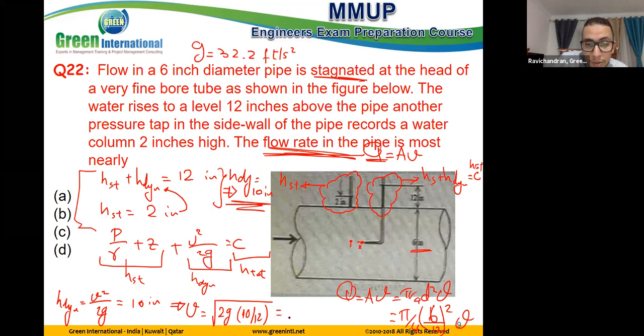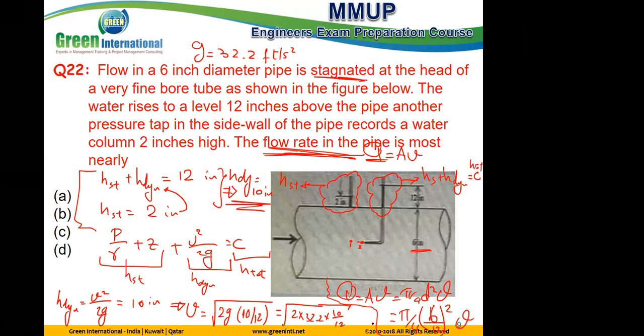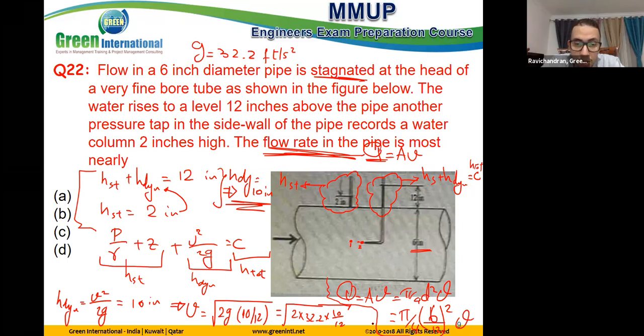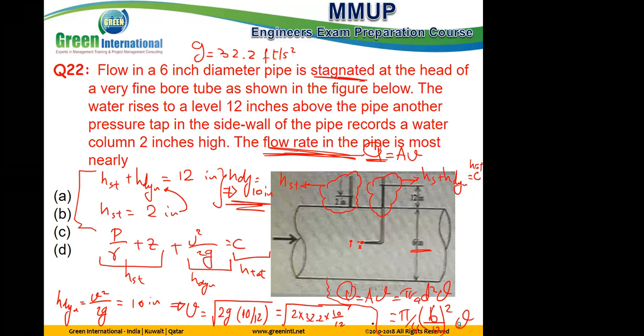So I can write here equal root 2 multiply 32.2 multiply 10 by 12. Kindly check quickly. If you have any question, tell me. I'm going to calculate the velocity. Dr. Sami, why 10 by 12? Because H dynamic is in inches, so 10 is from inch to feet, because G is in feet per second square. Yes, feet.